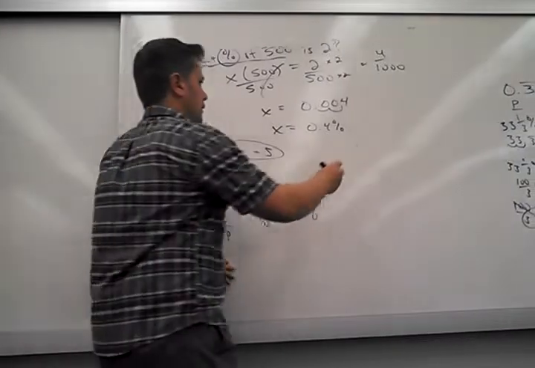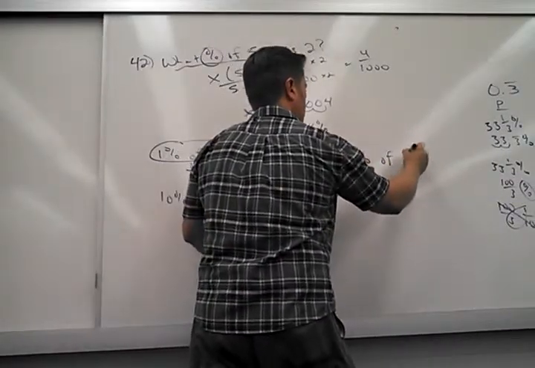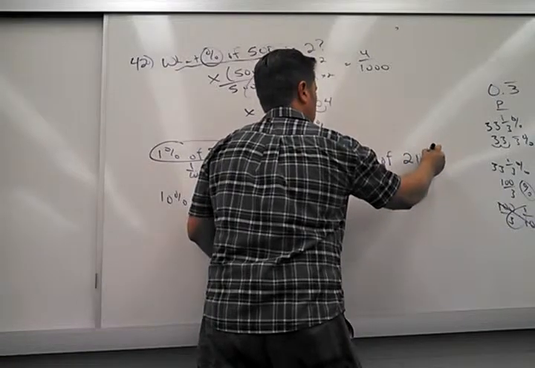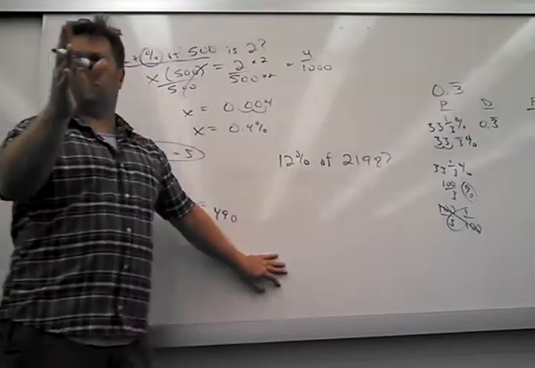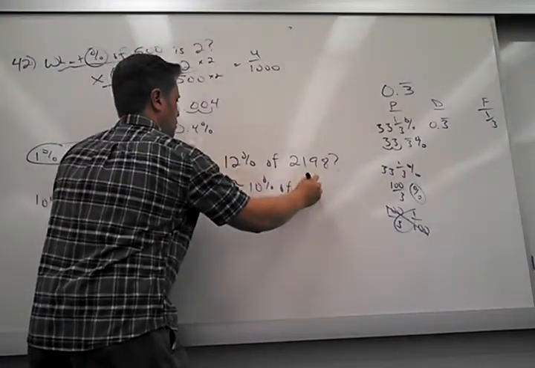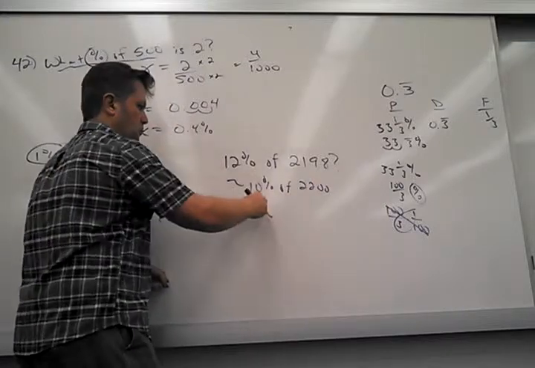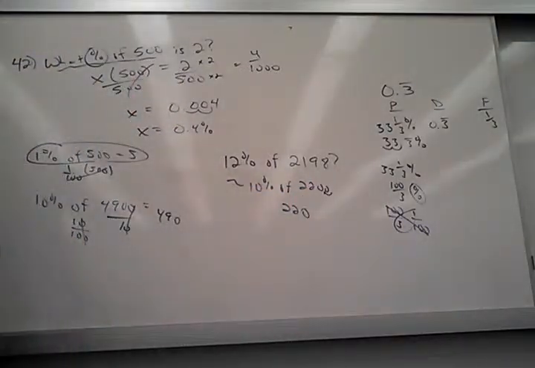All right, so what is 12% of, what did you get, Jeff? 2,198. Right. If I had to do that really quickly, I would say, well, that's about 10% of 2,200. 10% of 2,200 is 220, and that's a decent estimate. That's what 10% does, exactly. 10% of something knocks a 0 off of that thing.